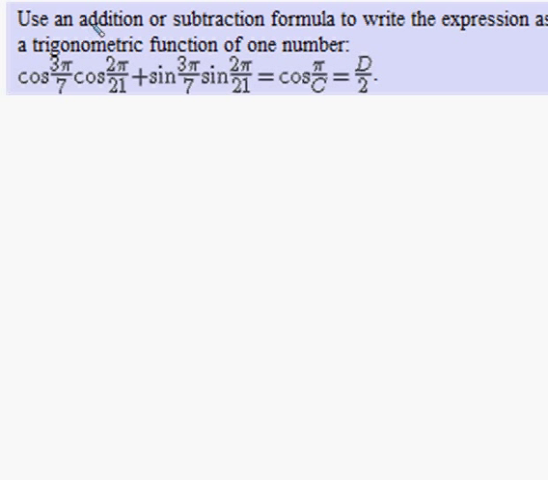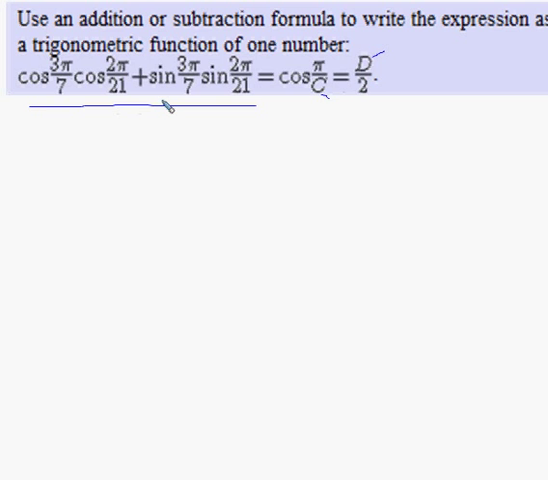In this problem, we are to use an addition or subtraction formula to write this expression as a trig function of one number. At the end of the problem, they're telling me that my answer should be of the form cosine of pi over a number, which can be simplified further without cosine as some number over 2. My job is to identify the c and the d. But for now, this makes no sense to look at. Let's just work on the problem.